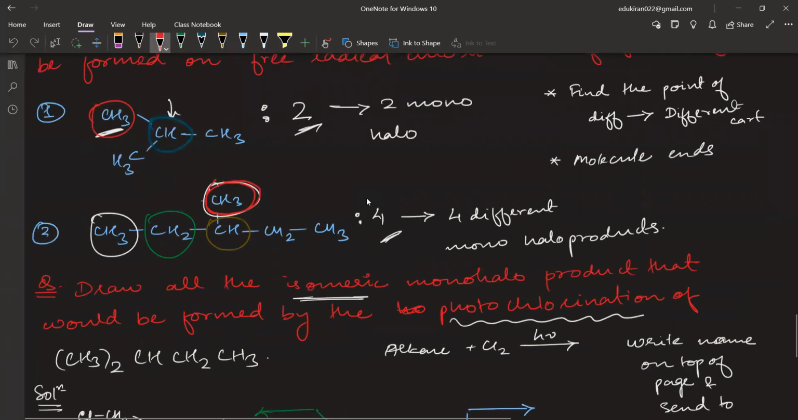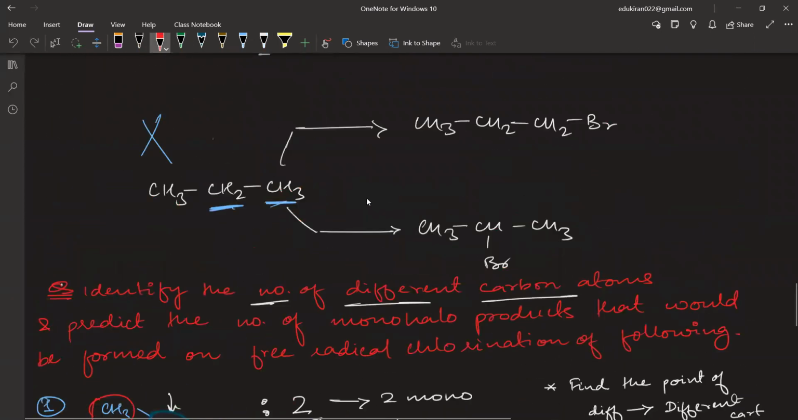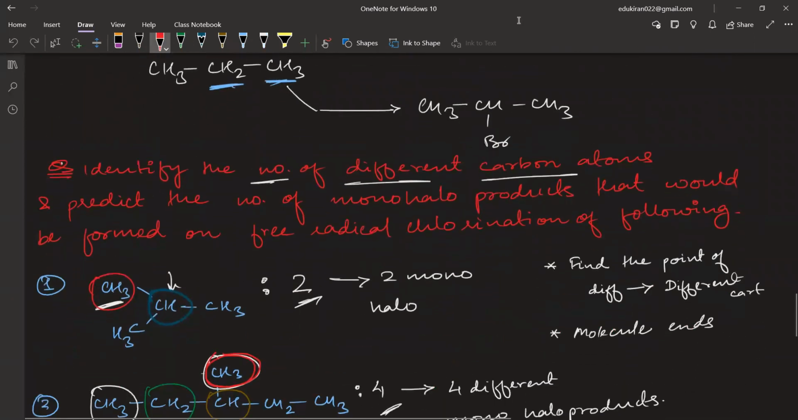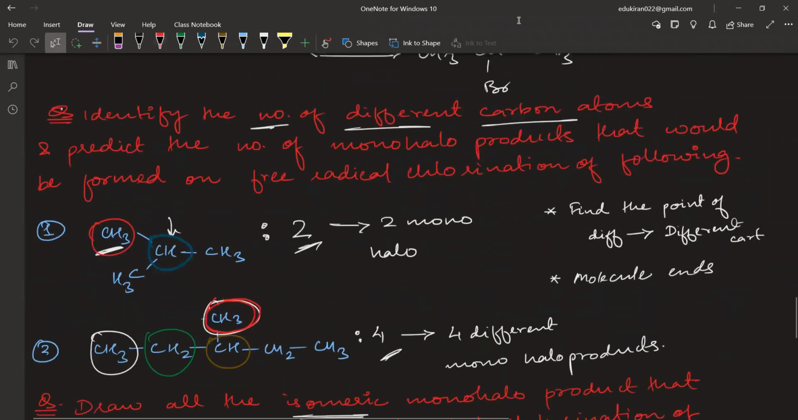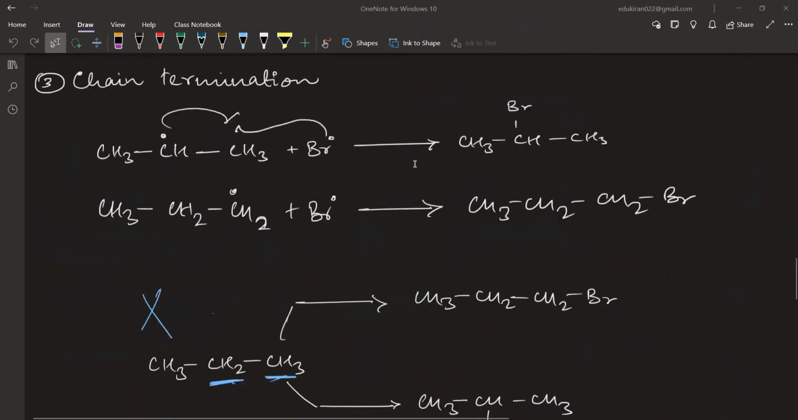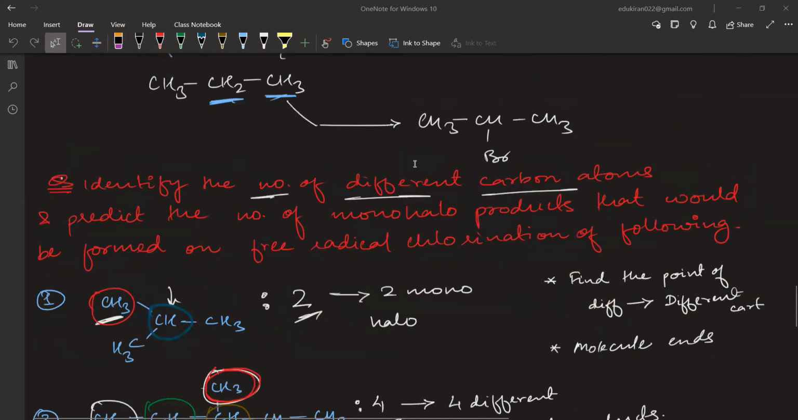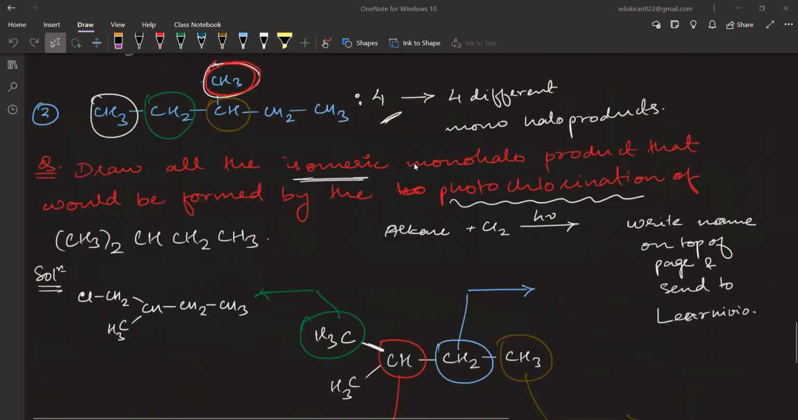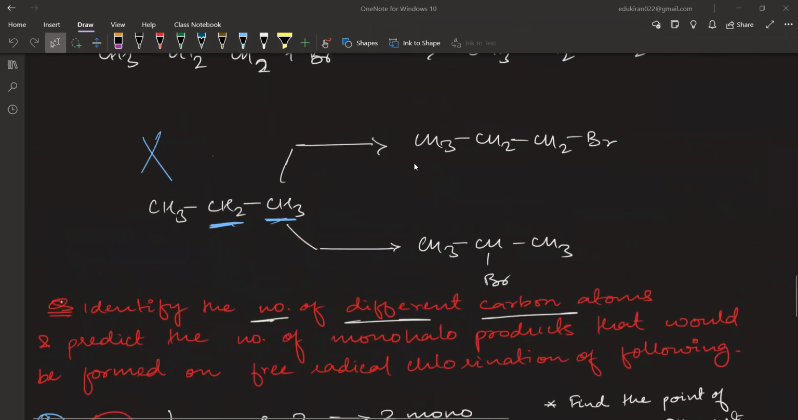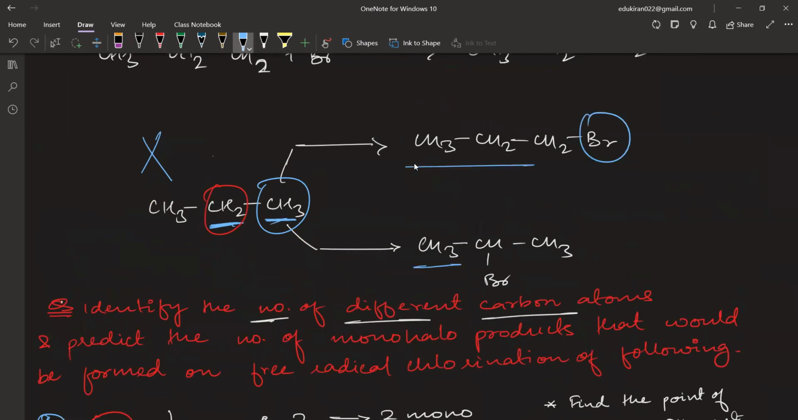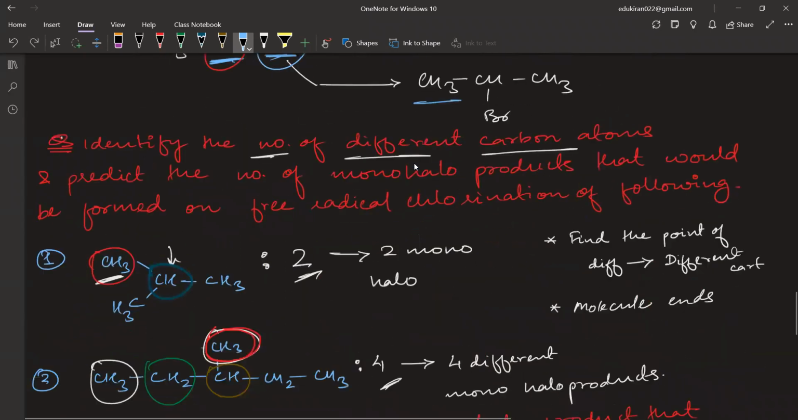Tell me, identify the number of different carbon atoms. Yes or no? Matthew and Nawal, no, sir. Where did you lose it? At this one. From here. Okay, fine. Did you understand, Nawal, that if we have 2 different carbon atoms, then I will be getting 2 different monohalo products? Can you see this is monohaloalkane, monohalide? Yes, sir. Very good.